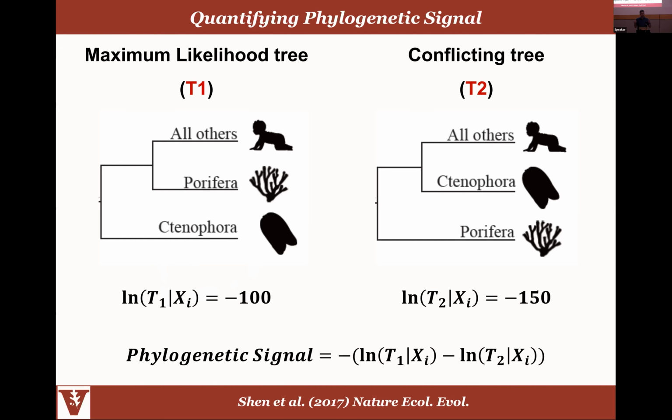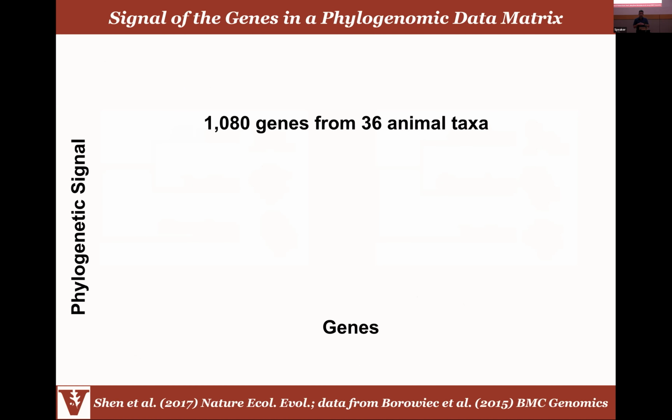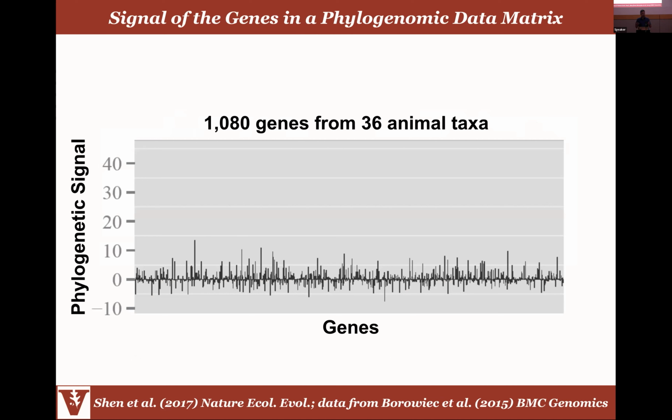And we'll call phylogenetic signal simply the difference in the log likelihood scores of the two hypotheses, right? Same alignment, same models and so on, we alter the trees and ask which one has the better likelihood fit, and their difference becomes the phylogenetic signal for one or the other hypothesis. So if we do that in the context of a phylogenetic matrix, we can plot phylogenetic signal on the y-axis, arrange the genes individually on the x-axis, and this is a data set of 1,080 genes from 36 animals. And so the picture looks like this.